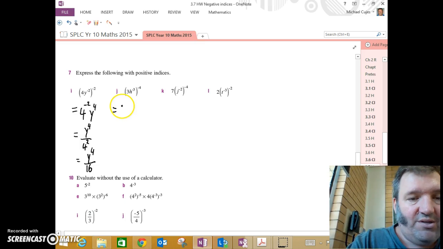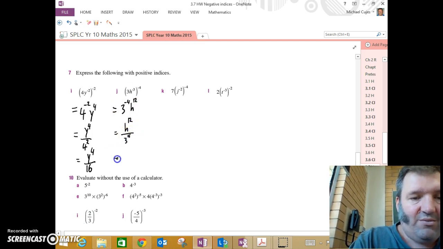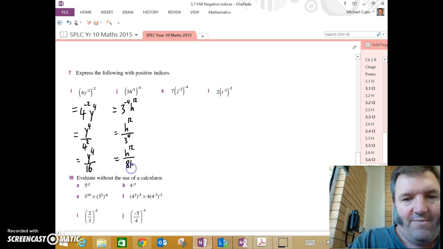The power distributes to each of the terms inside. So I've got 3 to the negative 4. H, negative 3 by negative 4 is 12. Good, that h is going to stay where it is. Divided by 3 to the power of 4. Move the negative index down to the denominator. That gives me h to the power of 12 over 81.